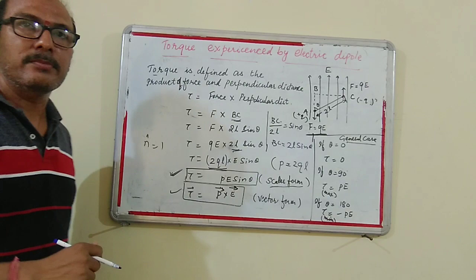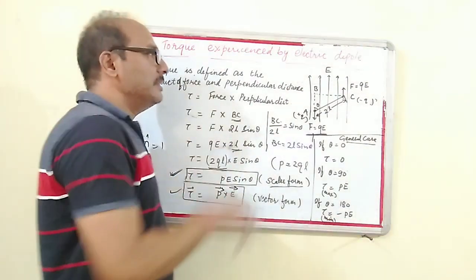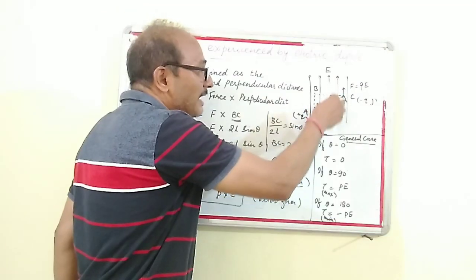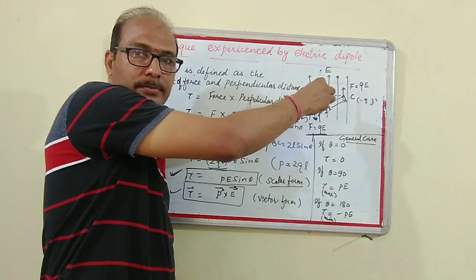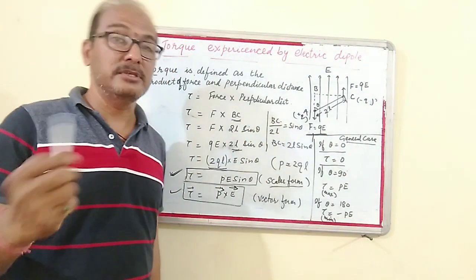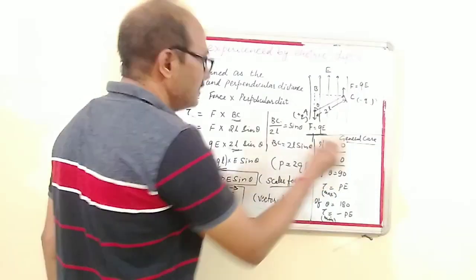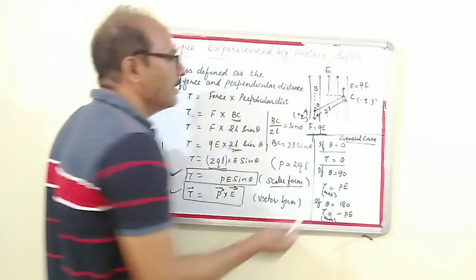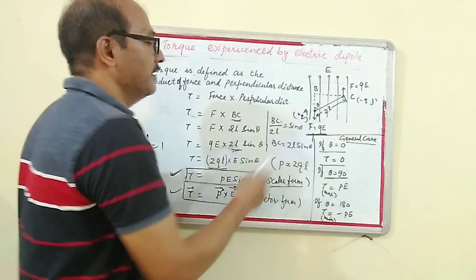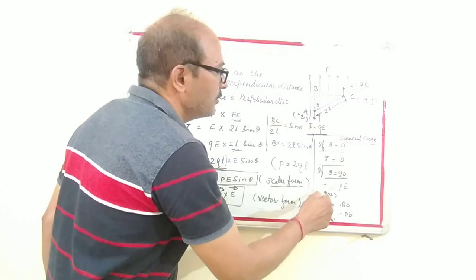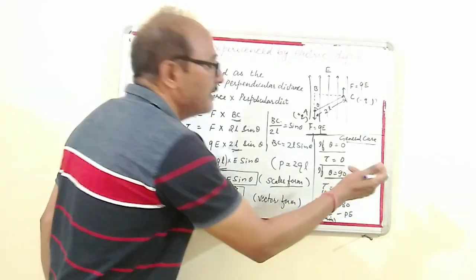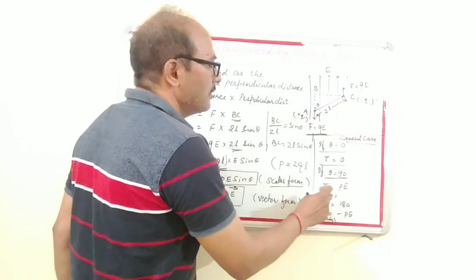Here we have some cases. If theta is 0, meaning the angle between the electric field and the dipole is 0, the dipole is aligned in the direction of the electric field. So the torque experienced by the dipole is 0, because theta is 0 and sine theta is 0. If the dipole is placed perpendicular to the electric field, the torque experienced by the dipole is PE sine theta. Sine 90 is 1, so tau equals PE.